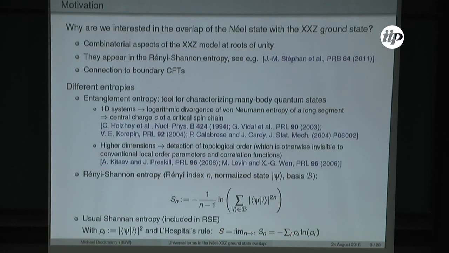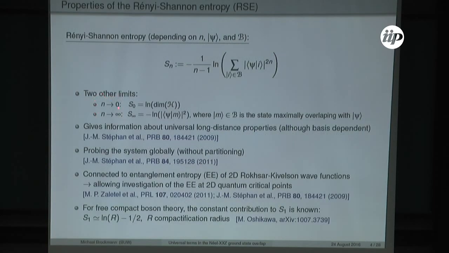There are two other simple limits of this Renyi-Shannon entropy. One very trivial one is the limit n to 0, and then you get the logarithm of the dimension of the Hilbert space. Another is the limit n to infinity, and then this Renyi-Shannon entropy reduces to the logarithm of the overlap squared of the state psi and the state m in the basis, which is maximally overlapping with this state psi. Now we will focus on a choice of psi, namely the ground state of our spin chain.